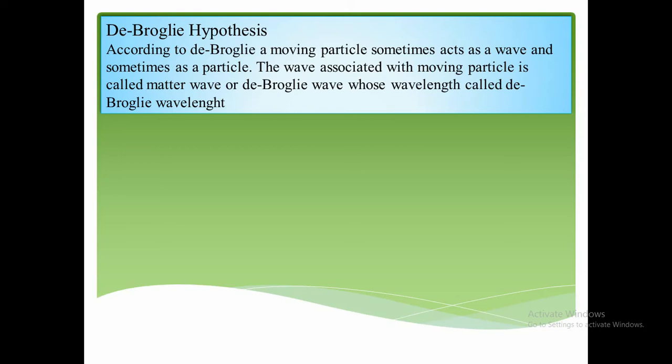The wave associated with a moving particle is called a matter wave, or de Broglie wave, and its wavelength is called the de Broglie wavelength. We are going to derive the de Broglie wavelength here.